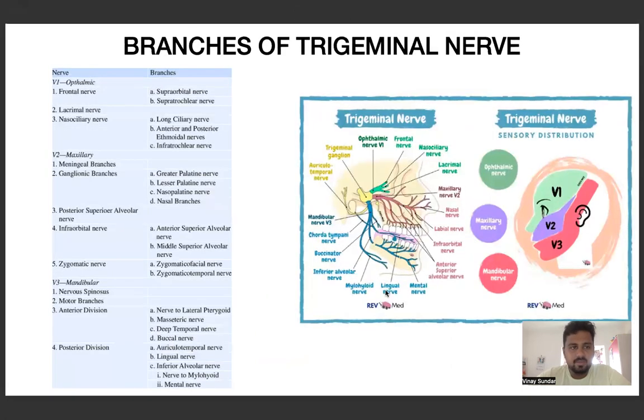Now the branches of trigeminal nerve. Trigeminal nerve is the 5th cranial nerve. It's a mixed nerve. It has ophthalmic, maxillary, and mandibular. So ophthalmic, remember the mnemonic is funnel, FNL. Need to know frontal, lacrimal, nasociliary.